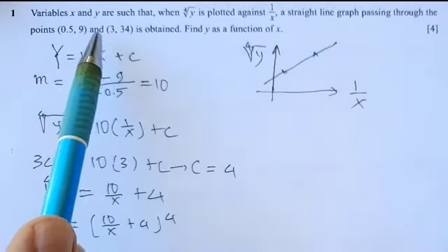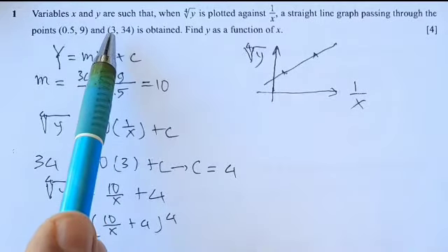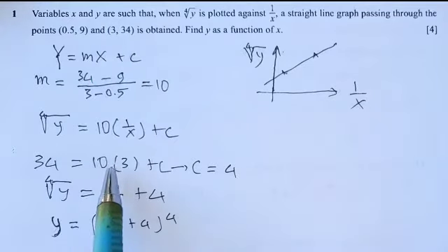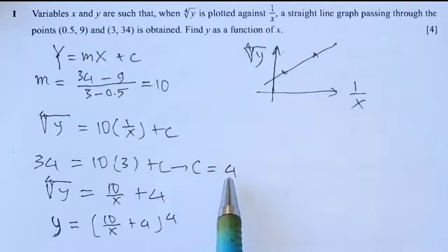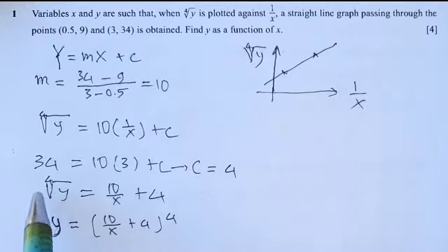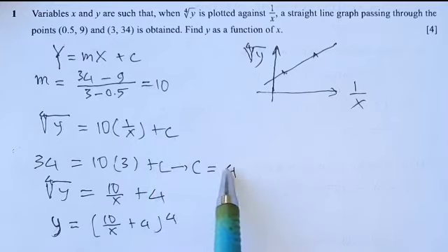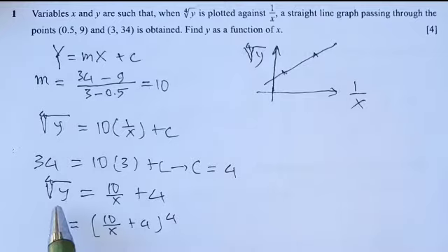Then we substitute one of the points, we choose (3, 34). Thus 1 over x is 3 and the fourth root of y is 34, so 34 equals 10 times 3 plus c. C equals 4, thus the fourth root of y equals 10 times 1 over x, that is 10 over x, plus 4. Then take the power 4 on either side of this equation. Thus y equals (10 over x plus 4) to the power 4. This is the answer of question number 1.